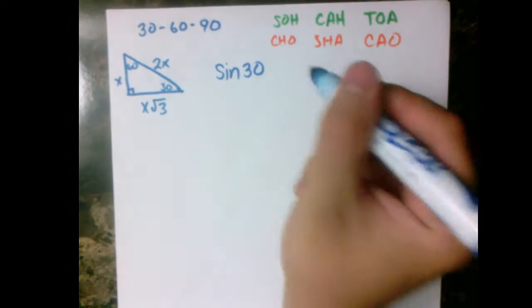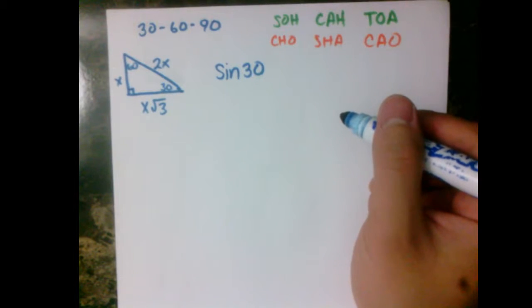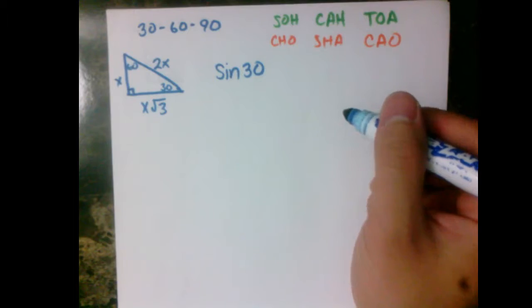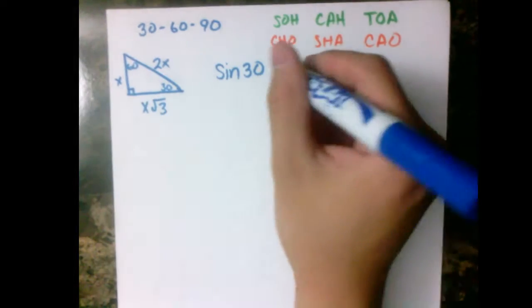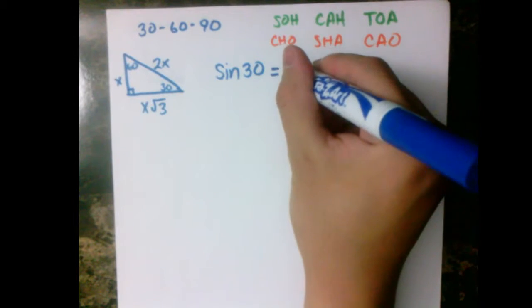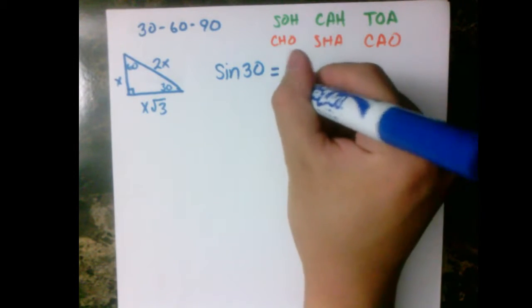This is your initial value. I just started off with the lowest angle. It really doesn't matter which one we started with. So let's go ahead and do the sine of 30. Sine of 30 is equal to opposite over hypotenuse.